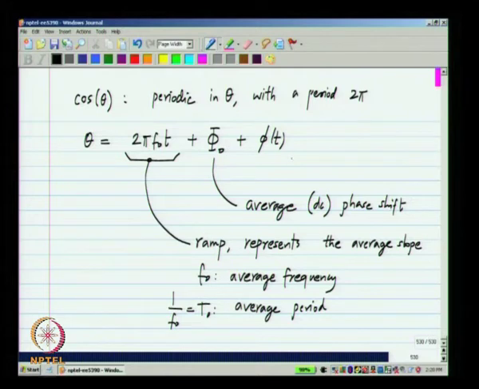And finally, the time varying part of the phase excluding the ramp itself is time varying, but we know that a periodic signal has a phase which is a ramp. So, that is excluded from this. Excluding that, all of the time varying parts are included in this phi of t.